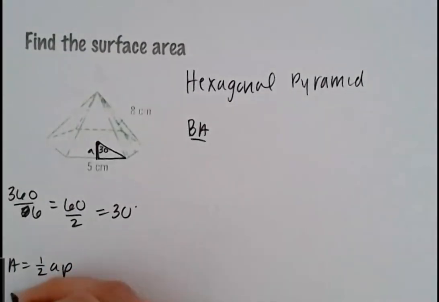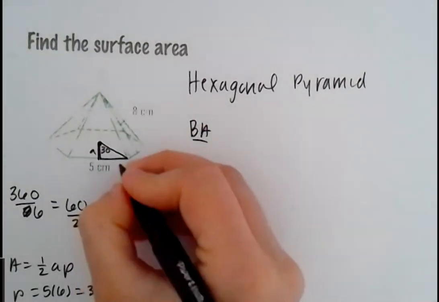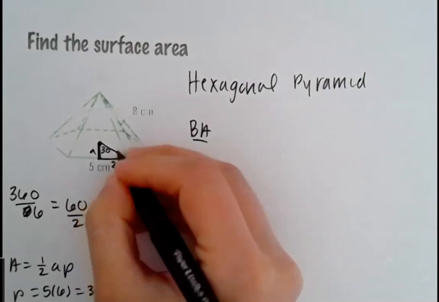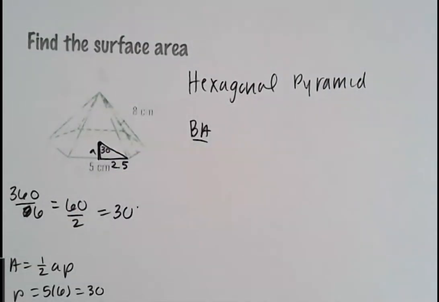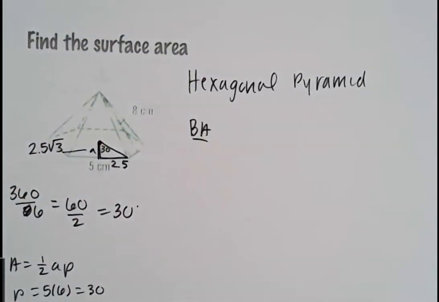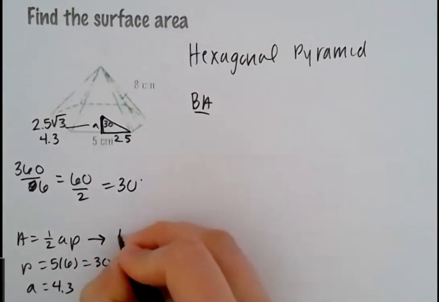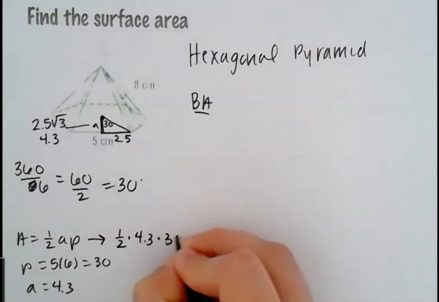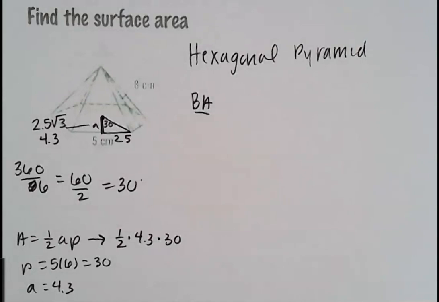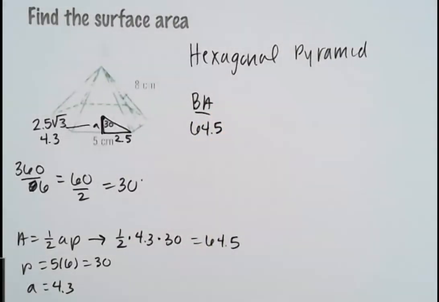I know our perimeter would be 5 times 6, which is 30. Now we have to find out what our apothem is. So this little guy right here would be 2.5, our short side. And now our long side would be 2.5 times the square root of 3. What is that approximately? 2.5 square roots of 3 is about 4.3-ish. So now if we plug into our formula here, our apothem equals 4.3. So half our apothem times 30 gives us 64.5. So that is our base area.